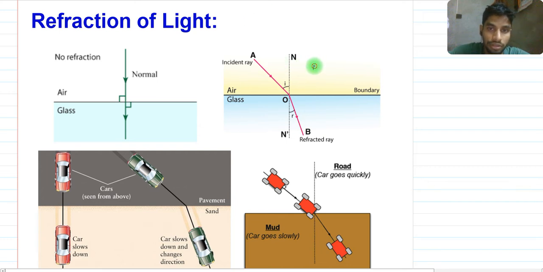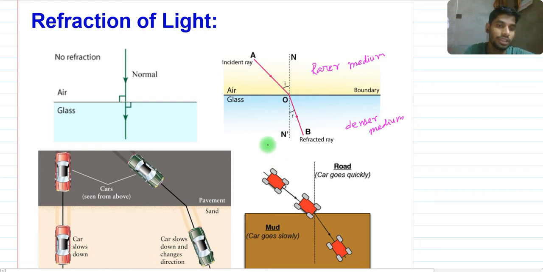rarer medium, and glass medium is called denser medium. You see the light ray AO is the incident ray and OB is the refracted ray. The ray after incidence into glass medium is called the refracted ray, and the refracted ray is bent towards the normal.